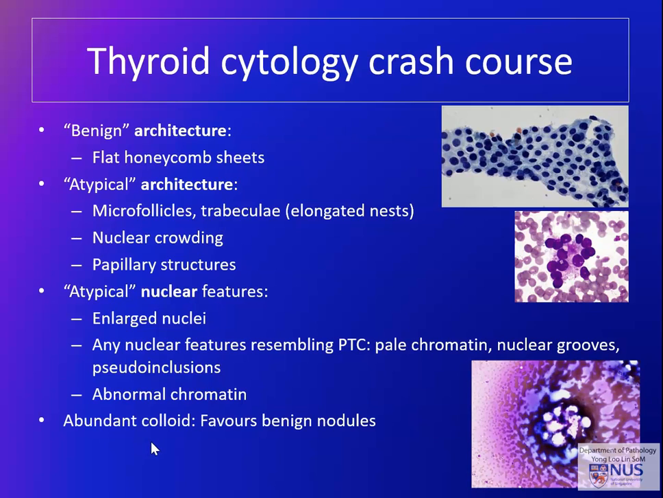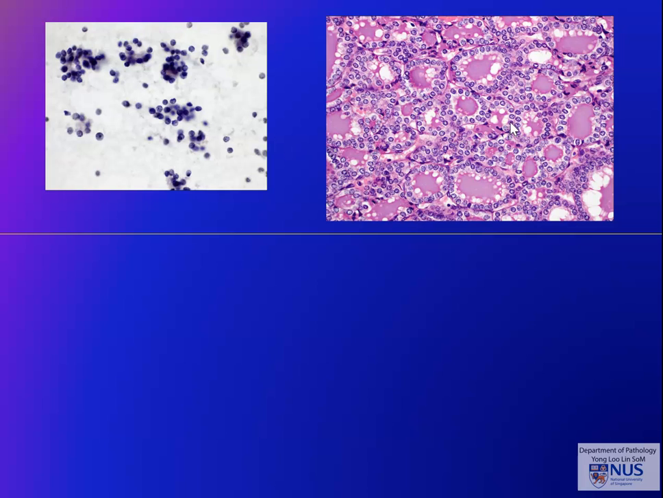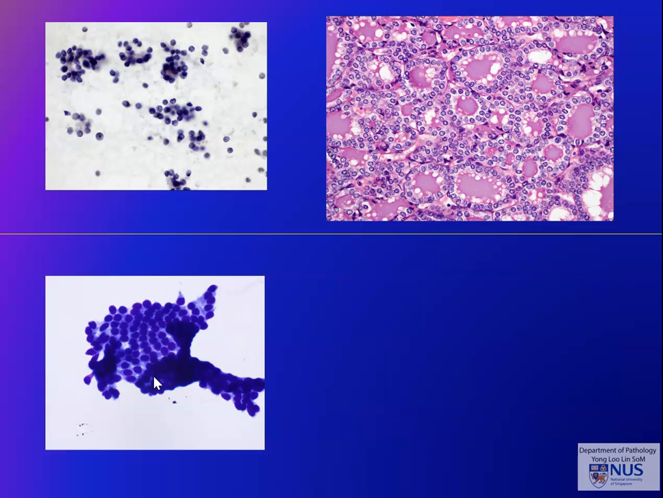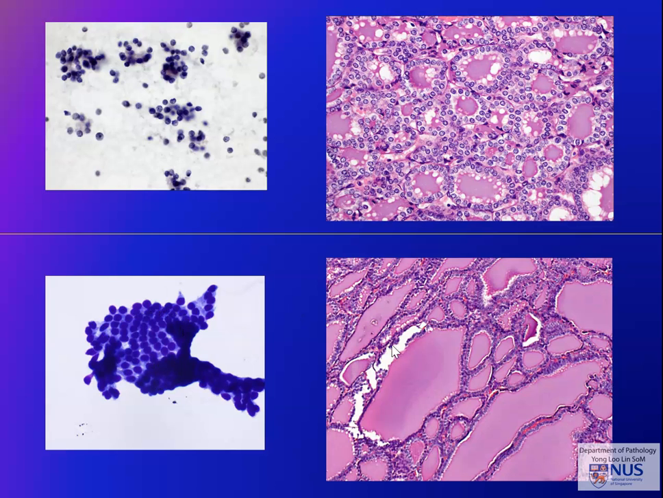And then we look in the background, always for colloid. The presence of abundant colloid favors benign nodules because abundant colloid correlates with the presence of macrofollicles. So here is an atypical architectural picture correlating with microfollicles and a follicular neoplasm. Here is a benign architectural feature, honeycomb sheets, correlating with macrofollicles and a benign nodule.